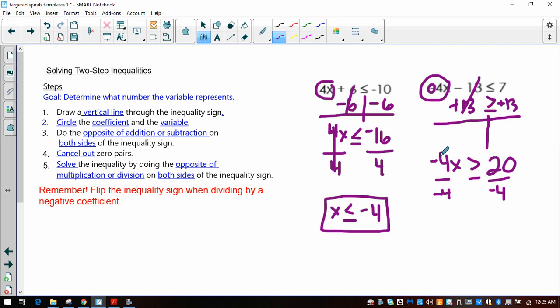Negative 4 divided by negative 4 is 1, and then 1 times x is just x, greater than or equal to 20 divided by a negative 4 is a negative 5. So your answer is x is greater than or equal to negative 5.